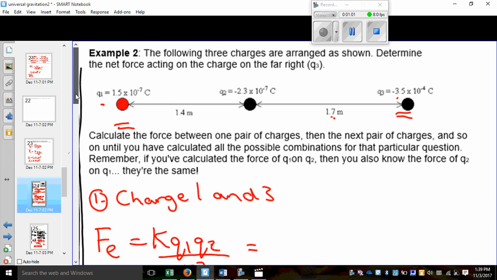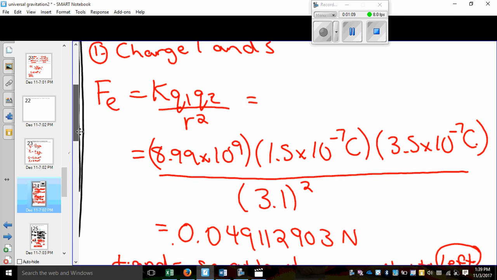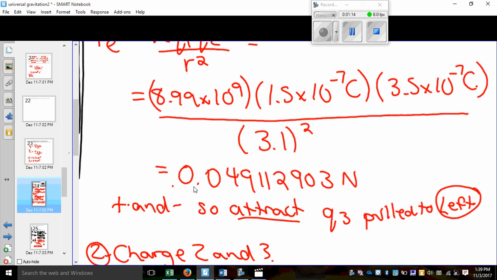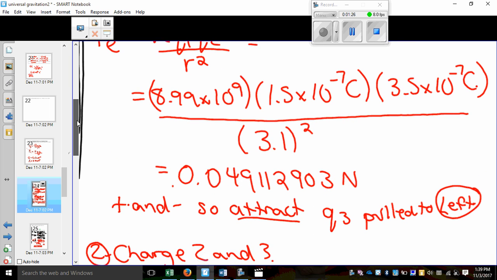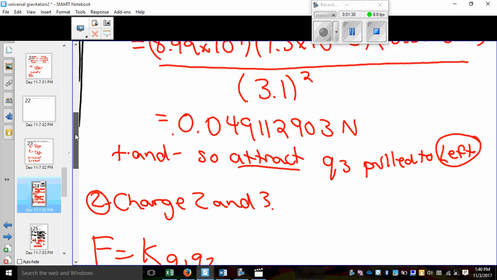And how far apart are those? Well, they're 1.4 plus 1.7. So they're a grand total apart of 3.1 meters. Okay, we're going to square this, and this is the force we get. Now we have to look here. We have a positive charge and a negative charge. Positive and negative, they're going to attract one another. So Q3 is pulled towards Q1, or to the left.